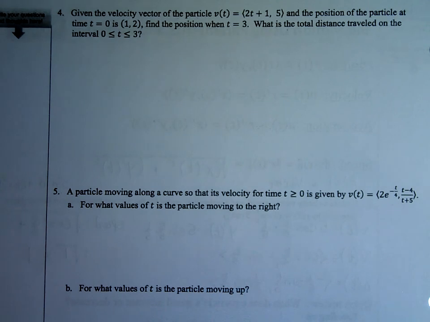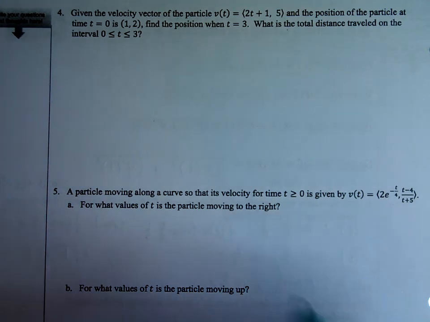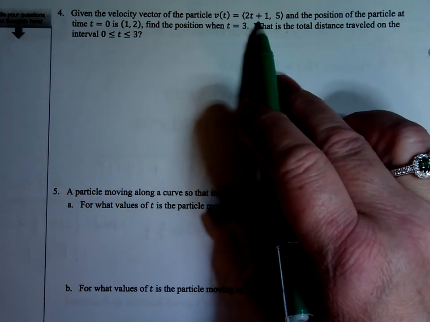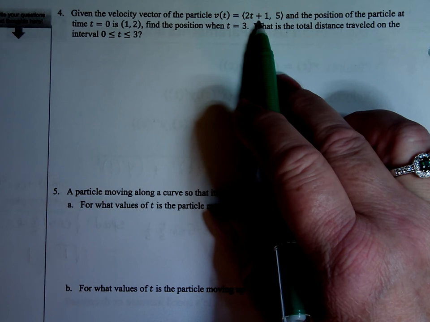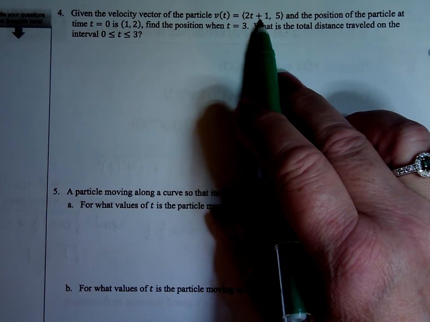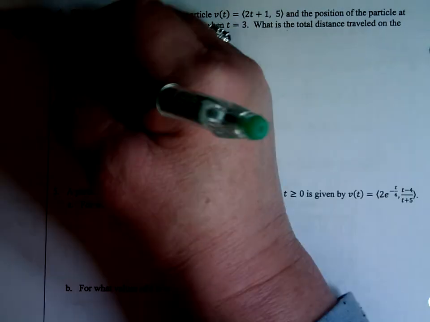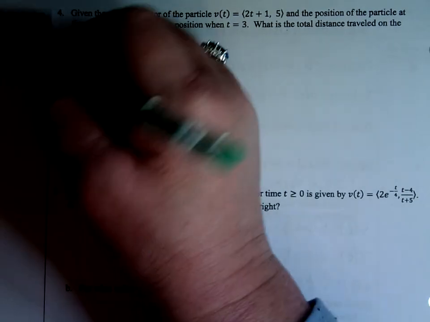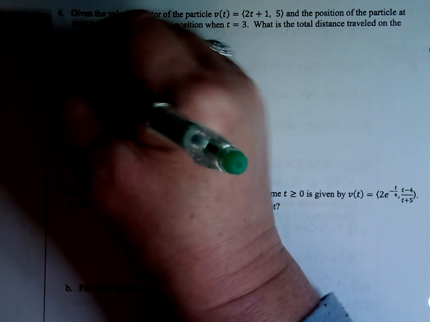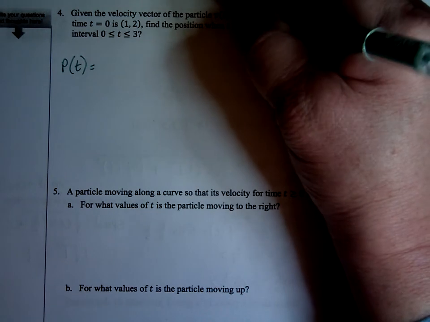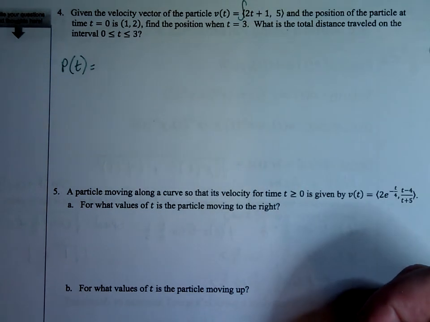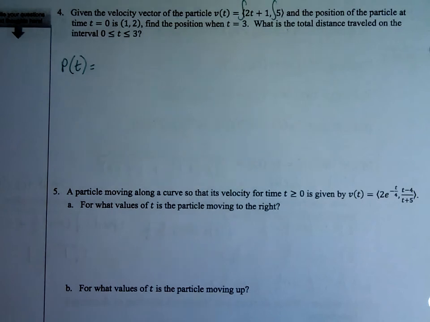Let's find the position. Well, they give me velocity. Now think about this from back in Calc 1 and Calc AB. If I'm at velocity and I want to go backwards to position, what do I need to do? Hopefully you are thinking, if I'm trying to get to position, then I need to take the integral of each of these pieces. So I'm going to take the integral of 2t plus 1 and the integral of 5. So let's try doing that first.